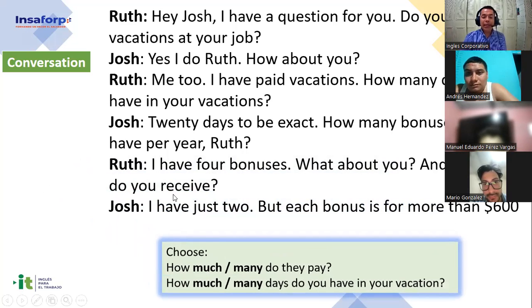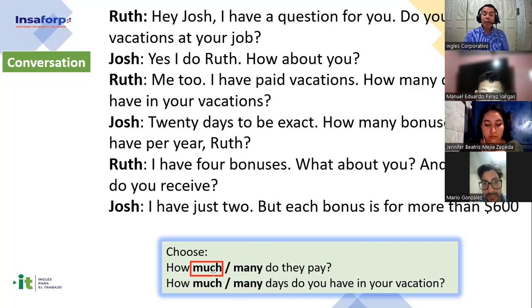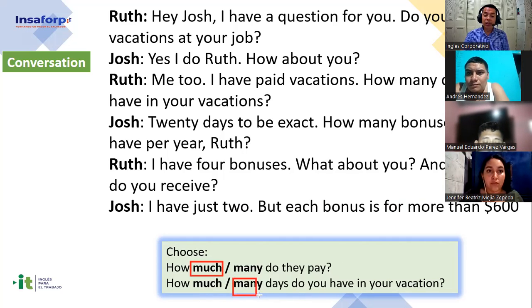Okay, how many or how much do they pay? What do you think? How much? Very good. So when you talk about money, you say how much. Then, how many or how much days do you have in your vacation? How many, right? Because the days are countable, and they are things, they are plural, right?